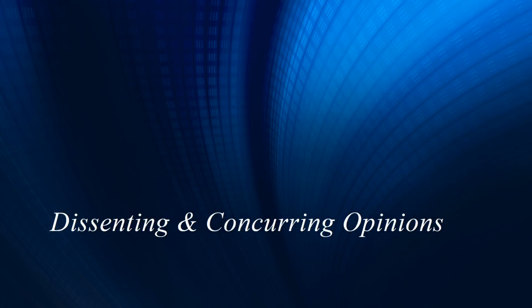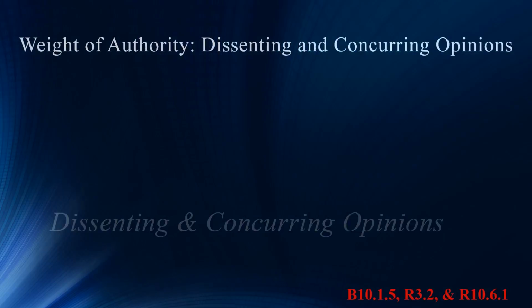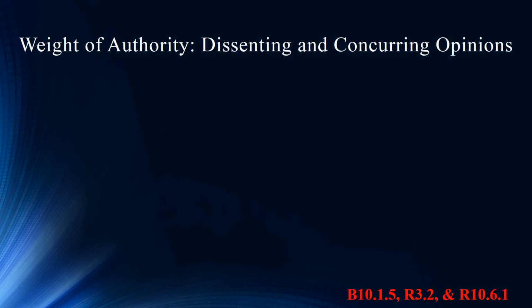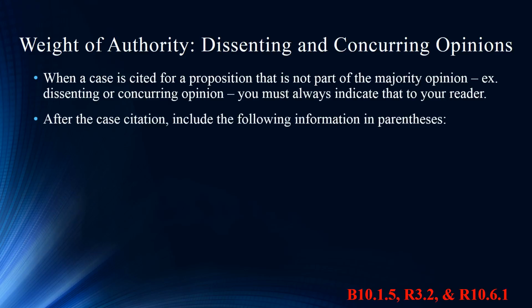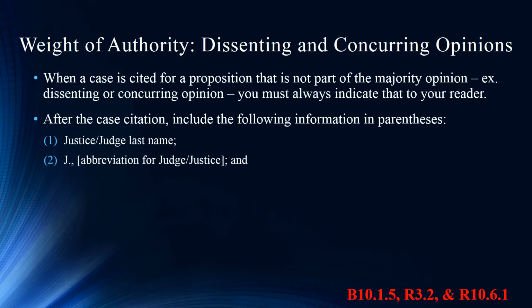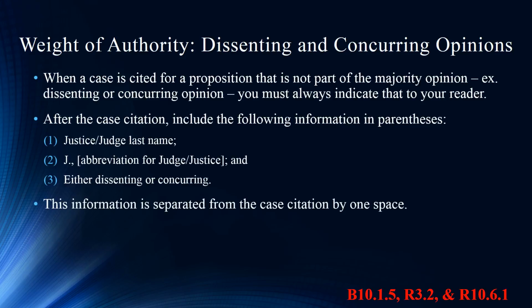Let's start with dissenting and concurring opinions. When a case is cited for a proposition that is not part of the majority opinion, for example, dissenting or concurring opinions, you must always indicate that to your reader. After the case citation, include the following information in parentheses: the justice's or judge's last name. Use the abbreviation capital J period comma for judge and justice, and either provide dissenting or concurring. This information is separated from the case citation by one space.